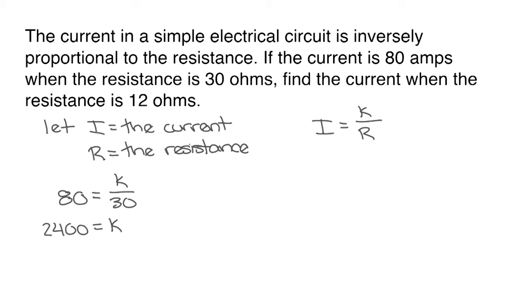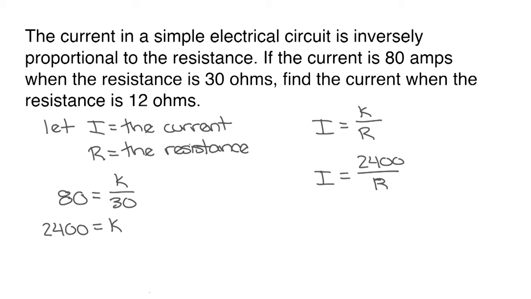Now we can substitute back into our general equation. So we have I is equal to 2400 divided by R. Now that we have the equation of inverse variation, we can find the current when the resistance is 12 ohms by substituting 12 for R in this equation.